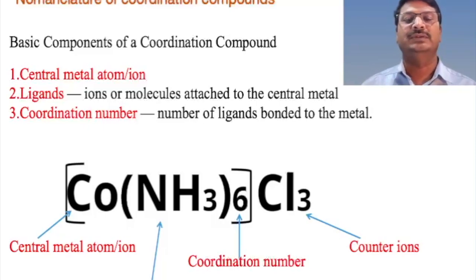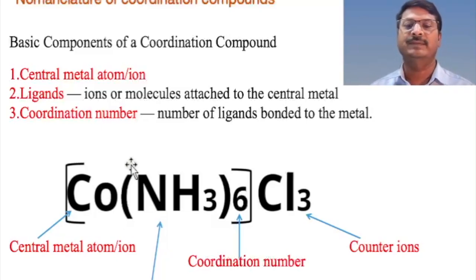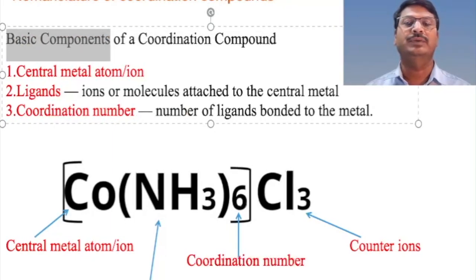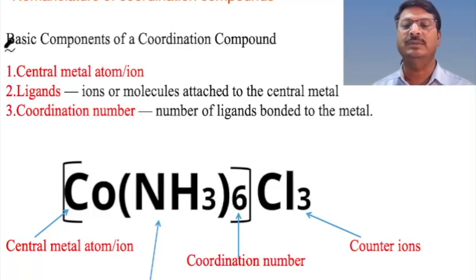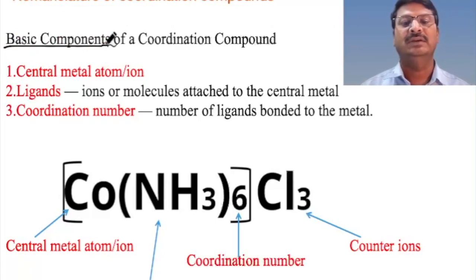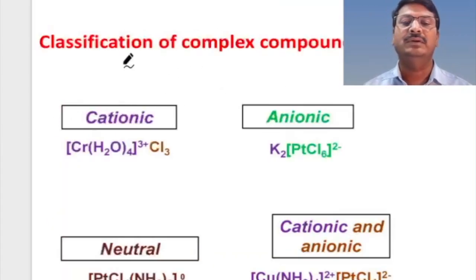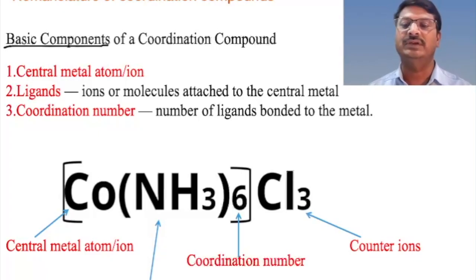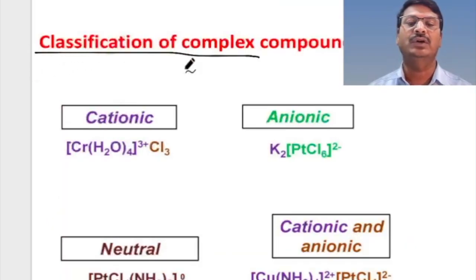Today we are going to learn about nomenclature of coordinate compounds. To understand the nomenclature of coordinate compounds, first you have to know the basic components present in the coordinate compounds and the different types of coordinate compounds. These two things you have to know first: the basic components of the coordinate compounds and the classification of the coordinate compounds.